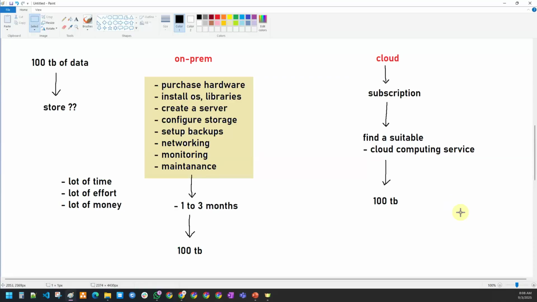How much time do you think it will take? Maybe let us just take 1 to 5 days. See the difference, guys. It is a maximum of 5 days, whereas here it is around 1 to 3 months. So this is what cloud is. What is cloud offering, sir? Now look here, what is cloud offering?